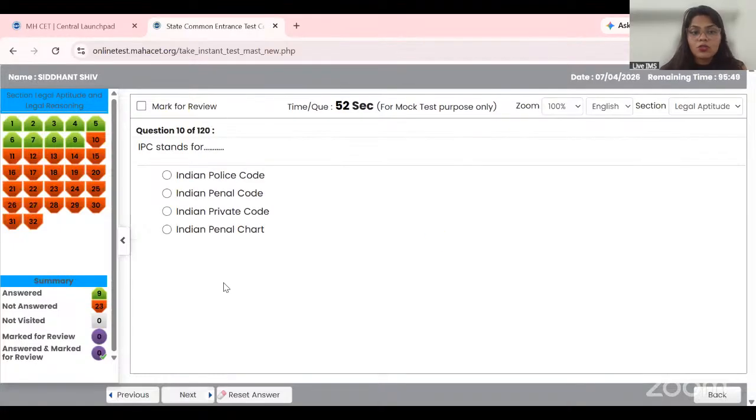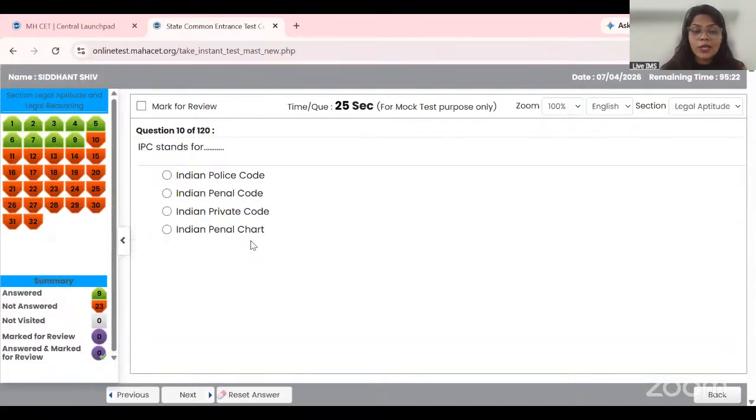Okay. Next question. So IPC, it is talking about the full form, right? It is talking about either Indian Police Code, Indian Penal Code, Indian Private Code, Indian Penal Chart. Just a heads up for you, we have seen one question in the past from MHCET where a similar kind of question came up with respect to the full form of IPC. Okay. And there was one option of Indian Postal Code.